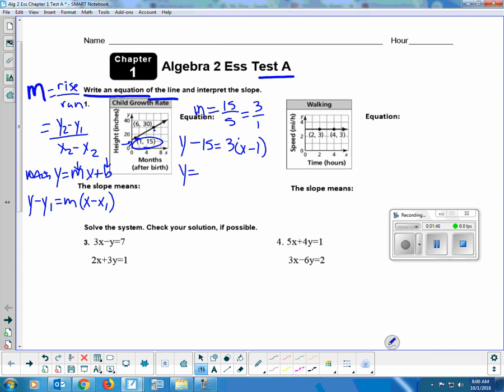Get y by itself. First I'm going to distribute. That was minus, so add 15. And there's the final equation of the line. This question, what does the slope mean? Well, since this is inches and this is months, a child grows 3 inches per month.